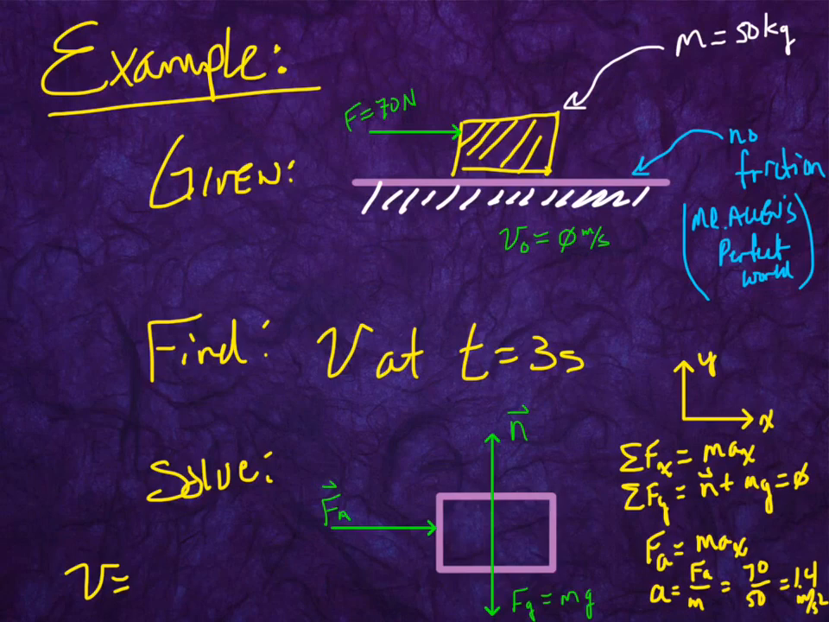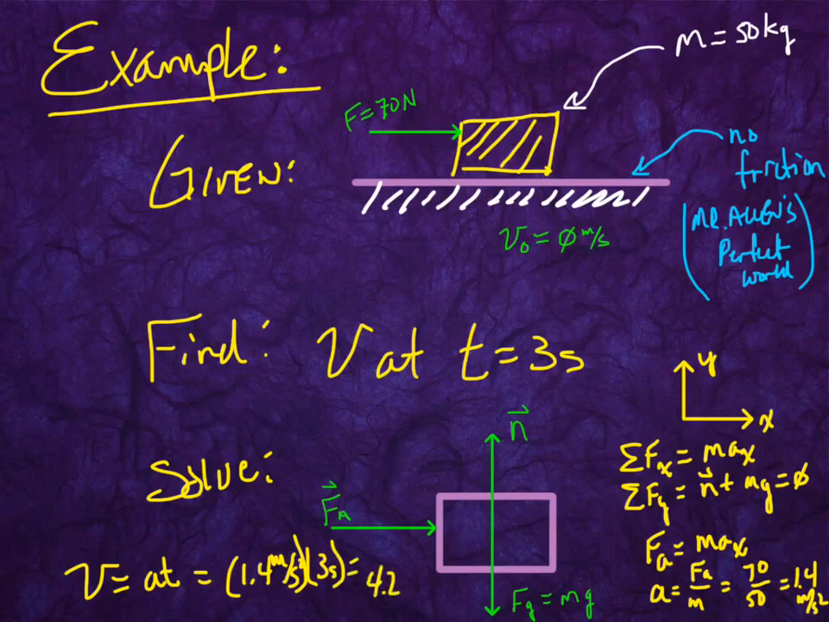I didn't want to start a new screen. So if we have our acceleration, then we know that velocity equals acceleration times time. So it's going to be our 1.4 meters per second squared. There should be a squared in there. And times 3 seconds will give us a velocity of 4.2 meters per second. And that would be our velocity at 3 seconds.